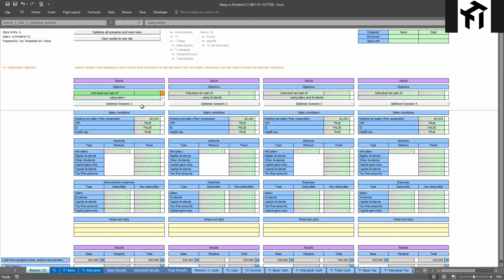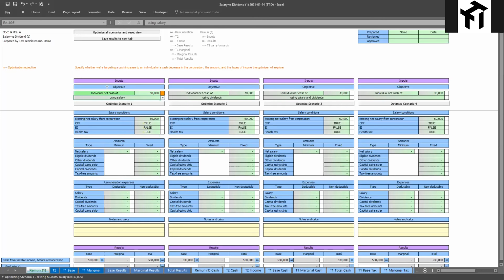So in today's example, let's assume that we're trying to clear a shareholder debit balance of the client of $40,000. So I'm going to put in $40,000 and I'm going to click the optimize button at the top. It generally takes about 2 to 3 minutes to run the optimization. So I've just started it. And what I'll do is walk you through all the pieces of the Remuneration 1 tab.